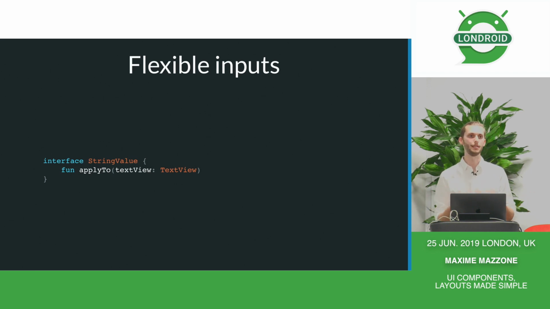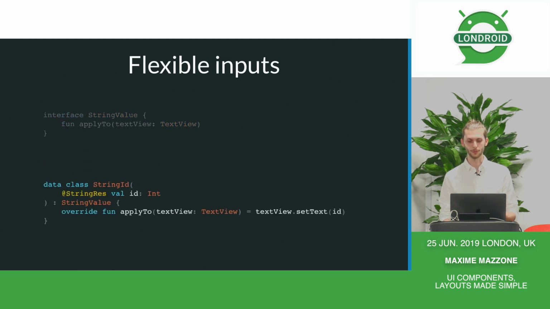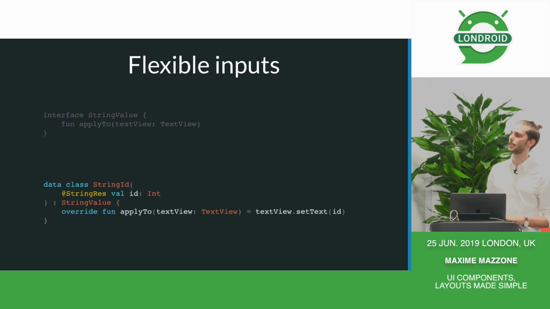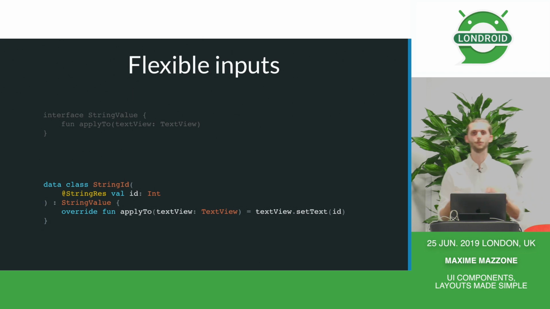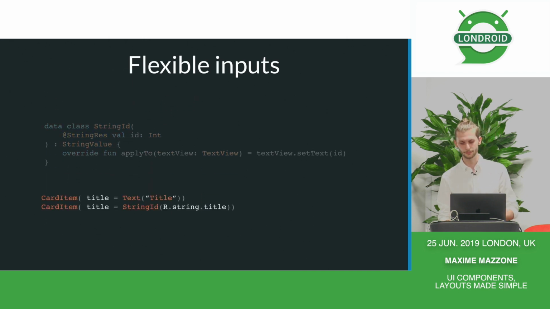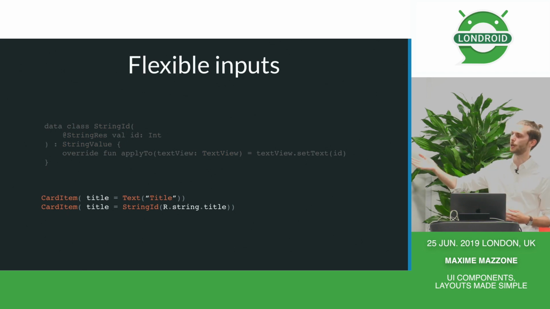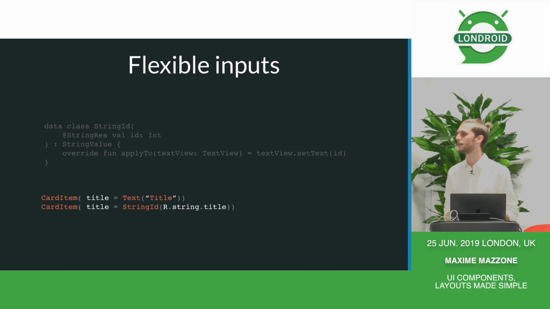We have the same to apply images to views. It's quite simple. Here we have a string ID where we're going to pass a string ID, and it just applies it to the view. So it's quite flexible to pass information to a component. The component doesn't need to know about the way you're going to pass the information, and you can quite quickly create those classes. And so the last step is that when you create a card item, you can pass your information in many different ways. Here, in the example, you can pass it as text, so a Kotlin string, and as a string ID.